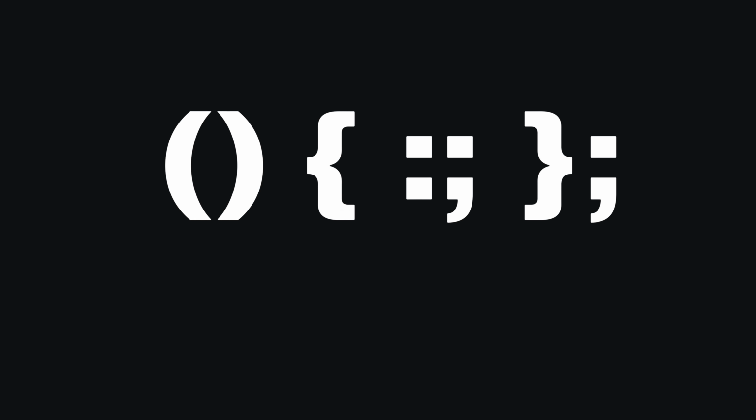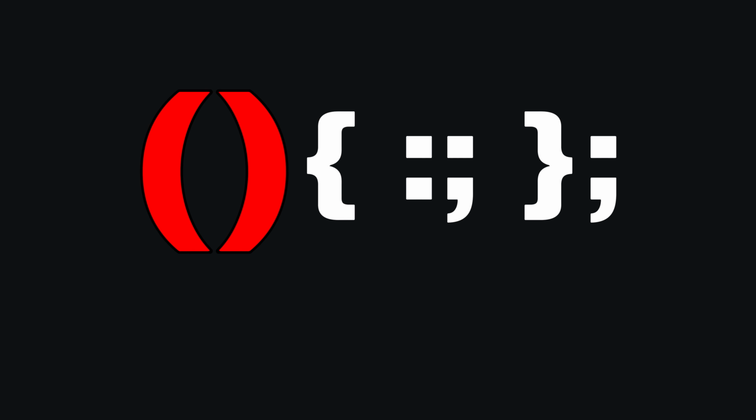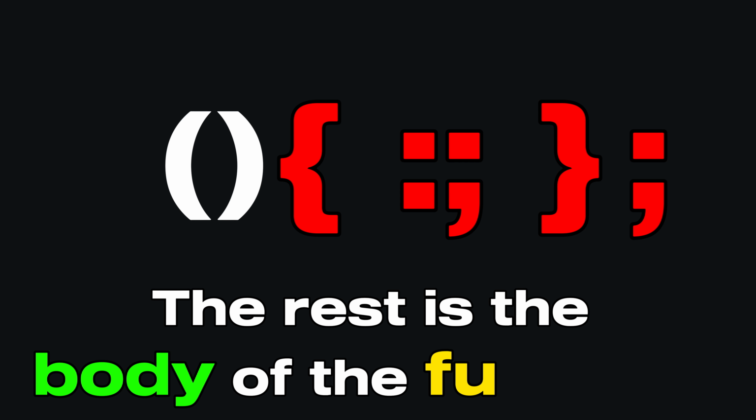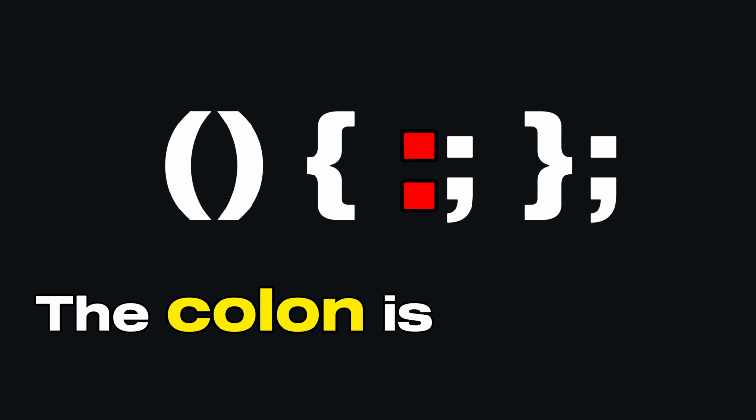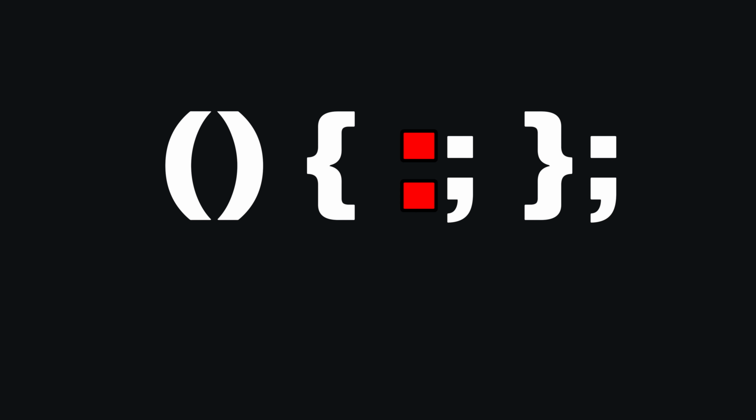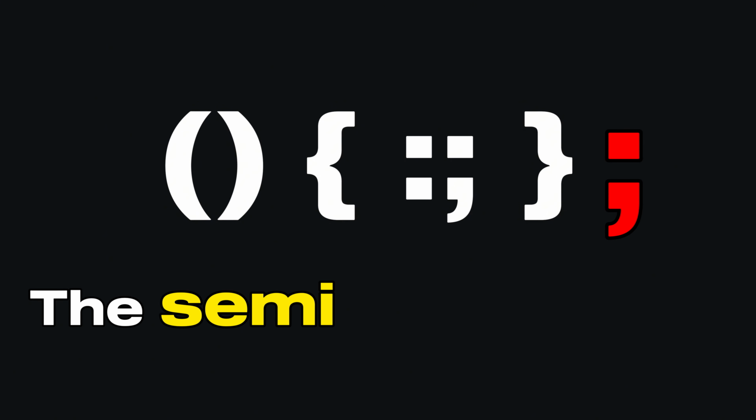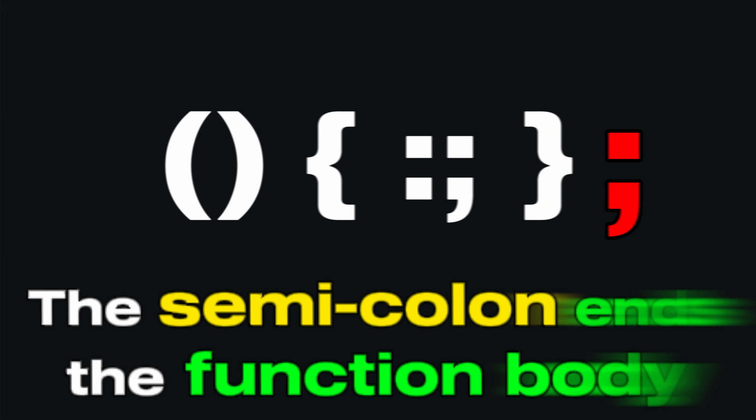Let's break that down quickly so you get why it matters. The parenthesis tells Bash, hey, here comes a function. And the rest defines the body of the function. The colon is just a no operation. It literally does nothing. The semicolon ends the function body. So far this looks totally harmless.